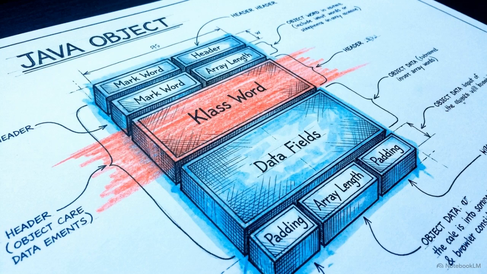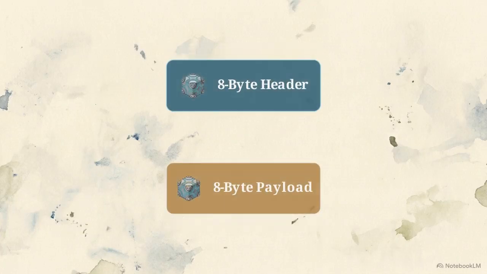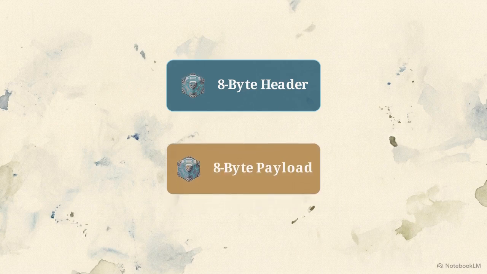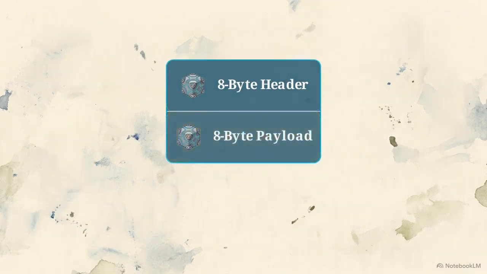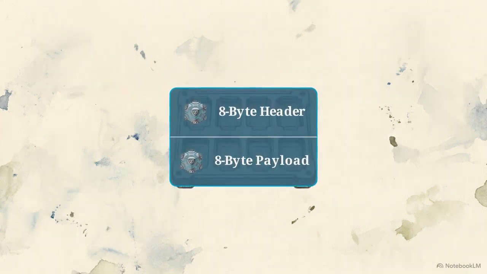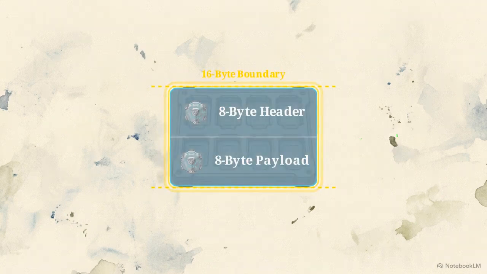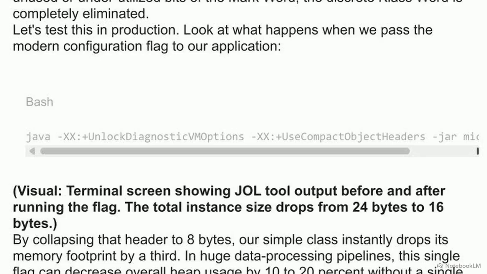Because the ID is safely hidden inside the mark word, the discrete class word structure is entirely deleted from the object layout. Having deleted the header's second half, our 8-byte payload can shift up, tightly packing the overall memory block. By merging these critical data structures, the entire object naturally fits within a neat 16-byte boundary, structurally bypassing the need for alignment padding entirely. This bash terminal text shows the exact flag needed to trigger this parser shift in a production environment, unlocking compact object headers.